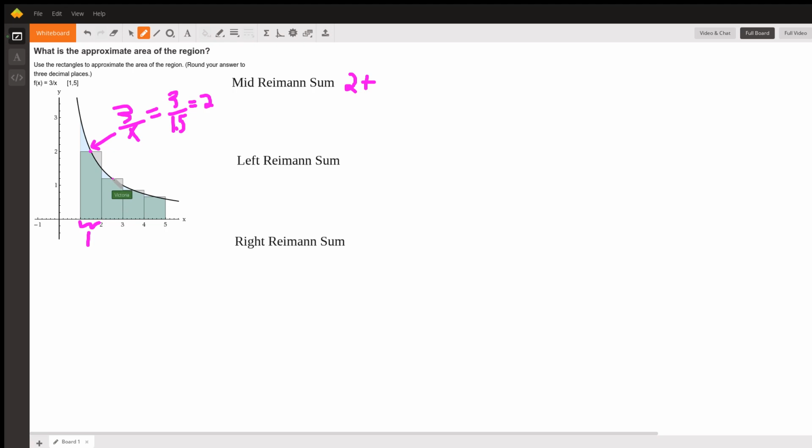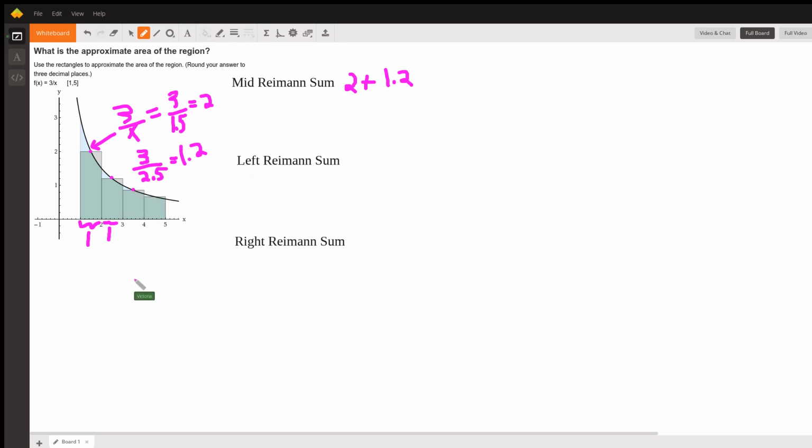This next one, if we look right here, again, the width of this rectangle is 1, and its height is 3 over x, right here in the middle is 2.5. And 3 over 2.5 is 1.2. It's hard to tell from the graph that this is exactly 1.2, but we can calculate it. And so this area is 1 times 1.2 is 1.2. So that's the area of the second one.